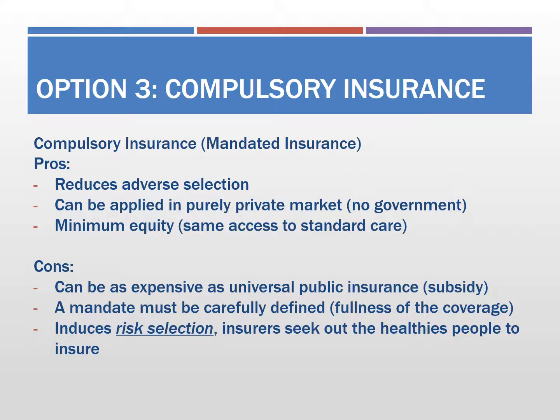Also, it induces risk selection in the markets. Unlike adverse selection, risk selection is basically a behavior taken by the insurer. So insurers might actually seek out the healthiest people to cover or to insure in order to increase the level of profits. So in this type of insurance system, it still has its own strain, but just like how we lay out these topics, it never comes without a cost.